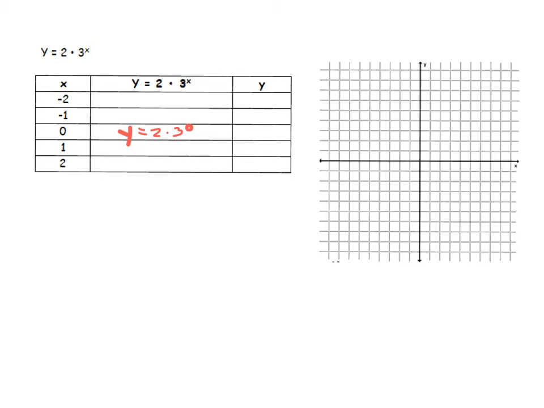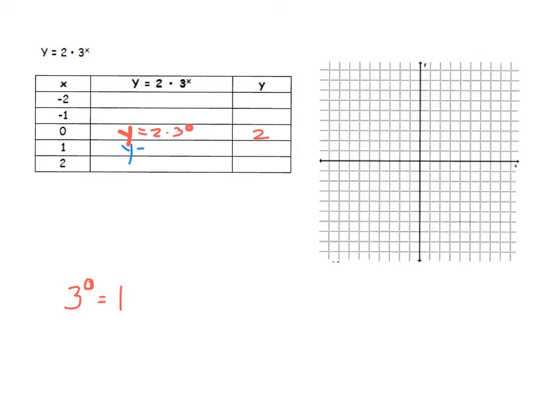We don't do 2 times 3 is 6 raised to the 0. We do 3 to the 0 and then do 2 times that number. So 3 to the 0, remember from our exponent rules unit, 3 to the 0 power is 1. Any number raised to the 0 power is 1. So this will be 2 times 1, and 2 times 1 is 2.